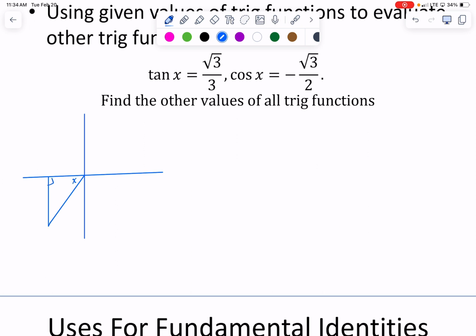Angle x. Now, when I see square root of 3 over 3, what does that kind of look like? This is my sine x, this is my cosine, so this is my y value, this is my x value, but this is a radical that's been rationalized, right? What would it look like in its unrationalized state? It would be 1 over the square root of 3.